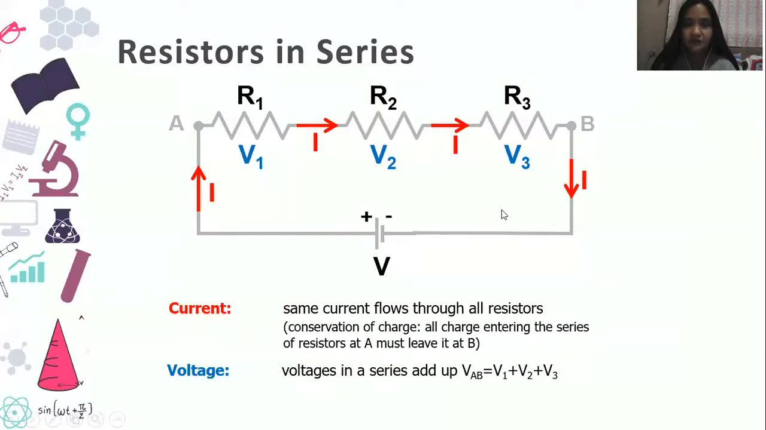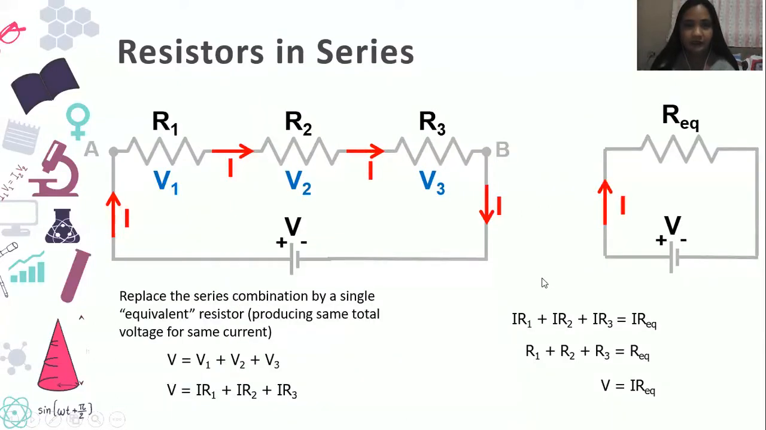For voltages, though, it's different because R1 may be different from R2, may be different from R3. Thus, the voltage drop across each resistance will be different also. So voltage in a series connected circuit will be additive. The voltage across AD will be V1 plus V2 plus V3.